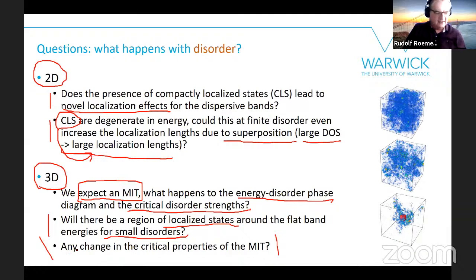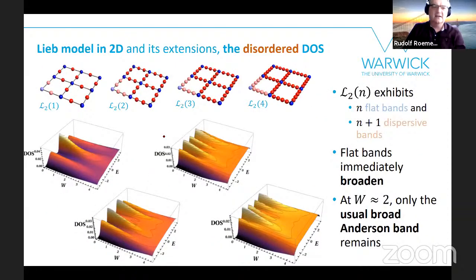So that's really where we're coming from, which is a slightly different motivation from, I think, what people have that look at these compactly localized states and the flat bands in these systems for their own sake. So, okay, let's start simply. Namely, let's look not at what happens in the clean systems, but within disordered systems. Let's first look at the density of states.